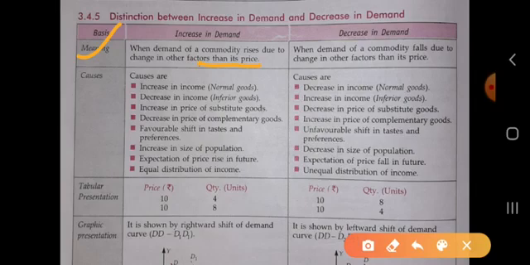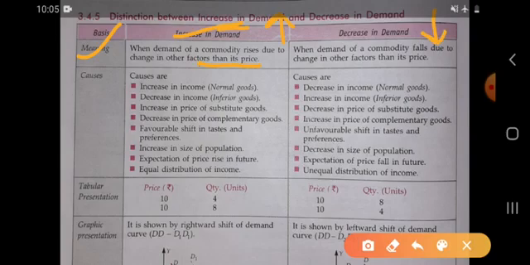And when the demand of a commodity falls due to a change in the other factors, in this case the demand of the commodity rises, and in the case of a decrease in demand, the demand of the commodity falls. Okay, what are the different causes for an increase in demand? First is an increase in income.